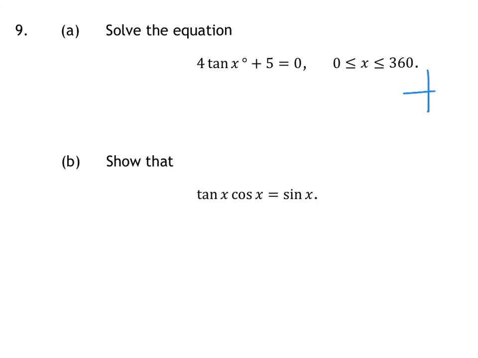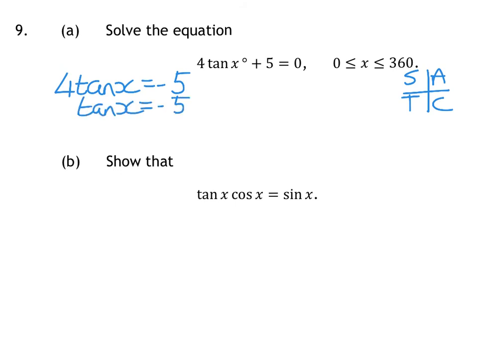So this is one of the ones that uses all sine, tan, cos table. Our first mission is to rearrange this so that it's tan x equals. So I'm going to move that 5. So I've got 4 tan x equals -5. And then I'm going to divide that by 4. So I've got -5/4. Tan is negative, so I don't tick all in tan.